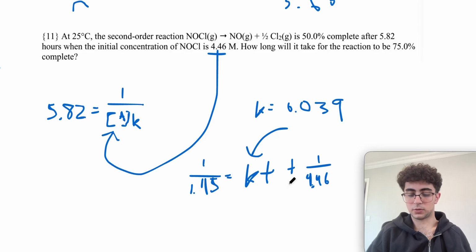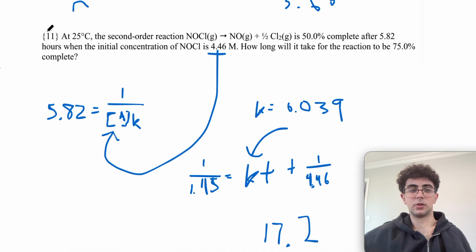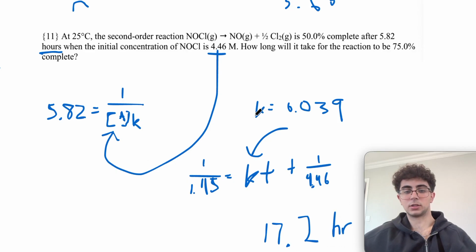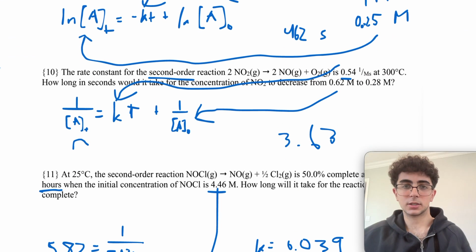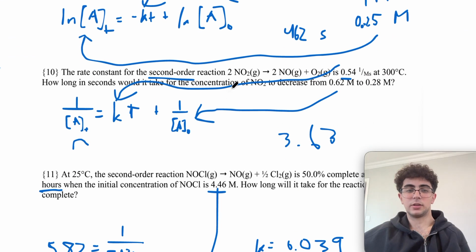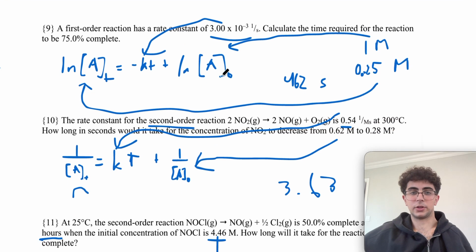So I'll solve for t real quick, and you should never get a negative time. If you do get a negative time, that's probably a sign that you messed something up. I get here 17.2. Notice how now it's in hours. This k unit was in hours, so now this is 17.2 hours. So yeah, those are some applications, and thank you for watching the integrated rate laws video for today.